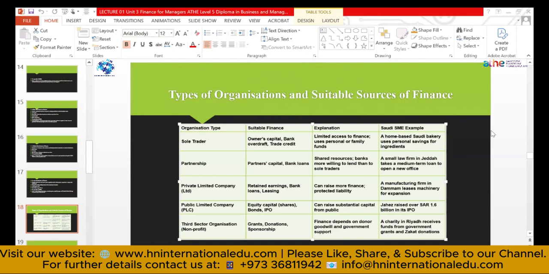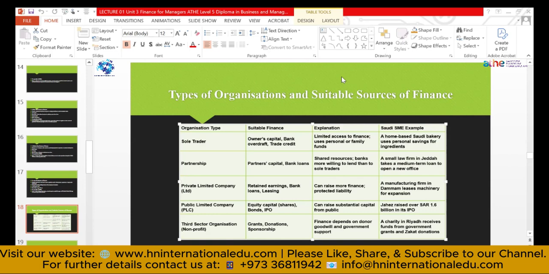Public Limited Company, PLC: equity, capital shares, bonds, IPO, initial public offering. Through this, we do the financing. It can raise substantial capital from the public because obviously you're listed on the stock exchange. JHIS raised over SAR 1.6 billion in its IPO, initial public offering, for the very first time.